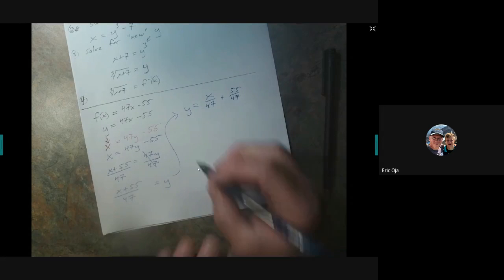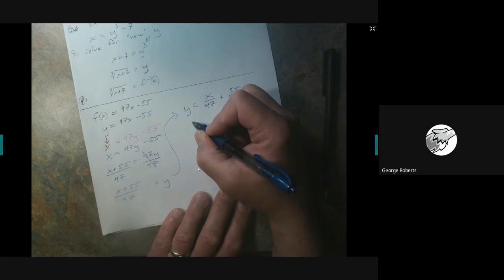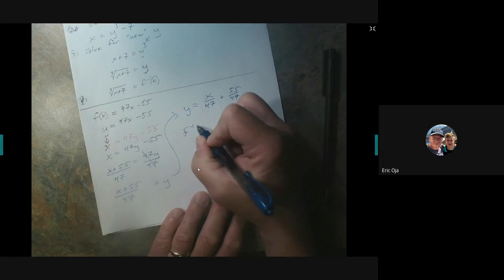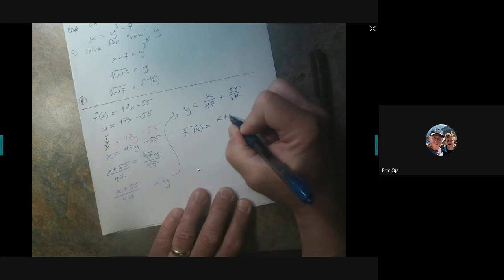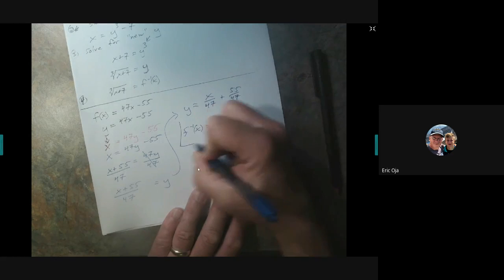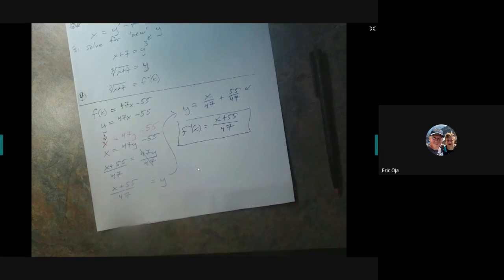And then the last step is I want to replace that with my inverse notation, f inverse. Either one of those works. To me, this seems easier, but I could also use that notation if I wanted to.